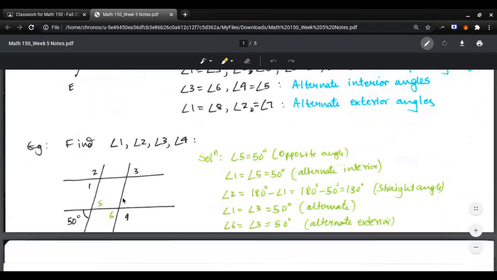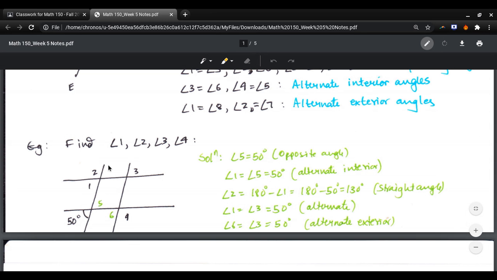Example, let's say you're given two pairs of parallel lines and you have to find angle 1, 2, 3, and 4. The solution, if you know one of them is 50, the opposite angle, angle 5 is 50. Now angle 1 equals angle 5 because they are alternate interior angles. Angle 2 and angle 1 are supplementary, they add up to 180. So angle 2 is 180 minus angle 1, which is 130. Then 1 equals 3 because they are alternate, so it's 50 degrees. And 6 equals 3 because they are alternate exterior angles.